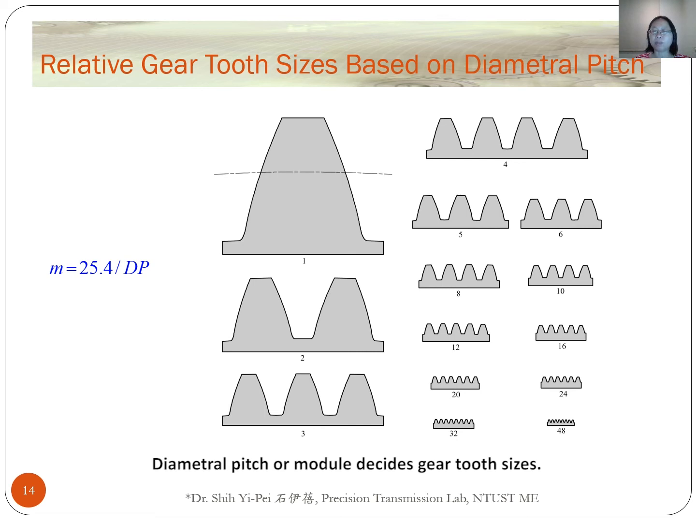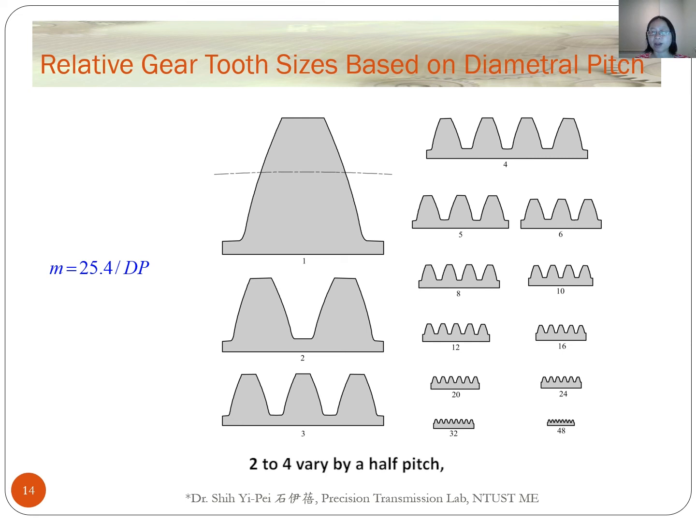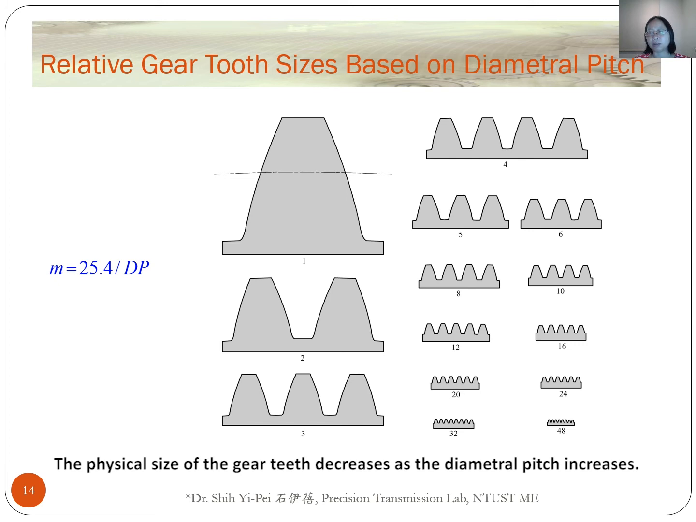Diametral pitch or module decides gear tooth size. Any diametral pitch is technically possible. However, the standard pitches in common use are 1 to 2 varied by a quarter pitch, 2 to 4 varied by a half pitch, 4 to 10 varied by 1 pitch, 10 to 20 varied by 2 pitch, and 20 to 200 varied by 4 pitch. Based on the equations in the table, the physical size of the gear teeth decreases as the diametral pitch increases.